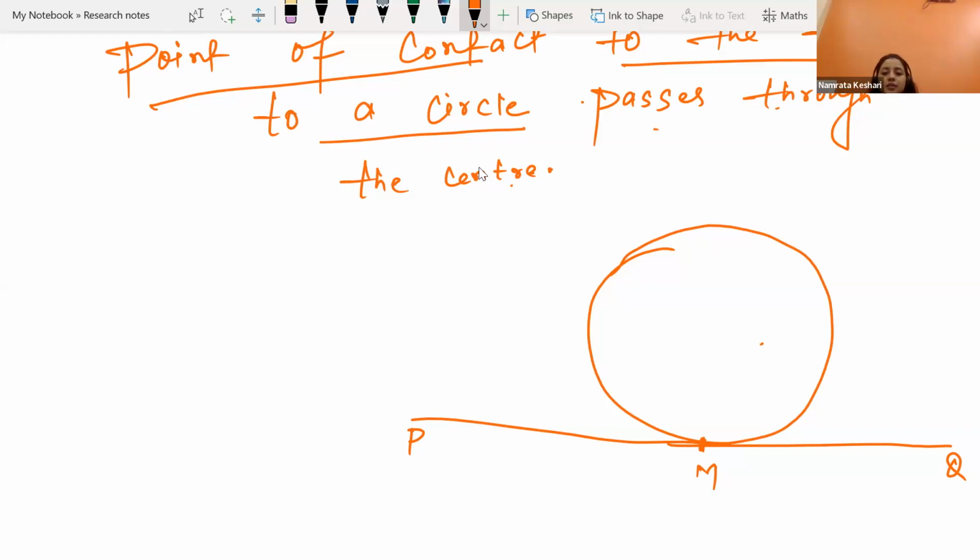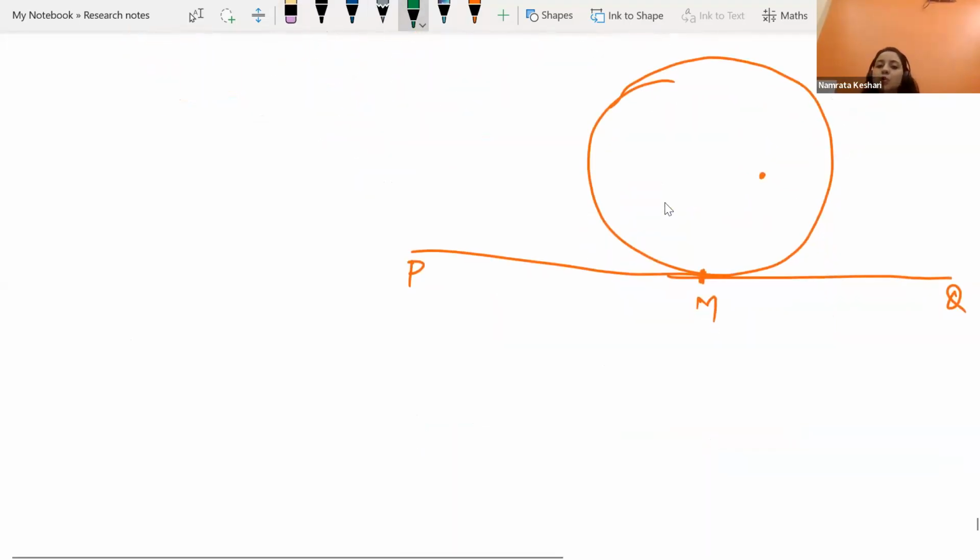Suppose it is not passing through the center. Okay, let's try thinking about it. The written part I'll be writing. Let's try understanding first. Focus. Suppose at this point of contact M, we are drawing a perpendicular, but that perpendicular is not passing through the center. Let's use the contradiction method. We will take a contradiction and try analyzing what can be done over here. So let's think about it. Suppose we are taking a point, suppose we are dropping a perpendicular over here.